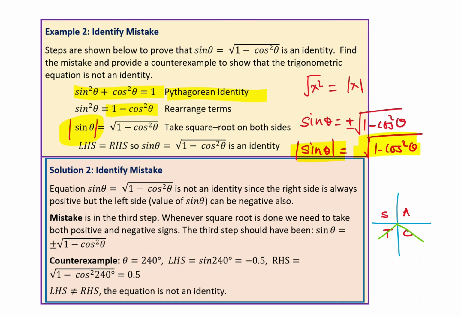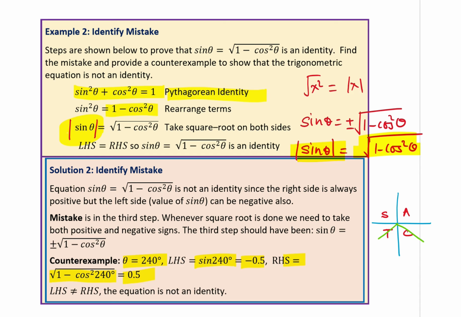I've taken a value of theta as 240 degrees. When I substitute 240 degrees into the left side, I get sine 240 degrees, which is minus half or minus 0.5. On the right hand side, when I substitute, I get plus half, and those values are not equal. Therefore, it is not an identity. Is that clear to you?